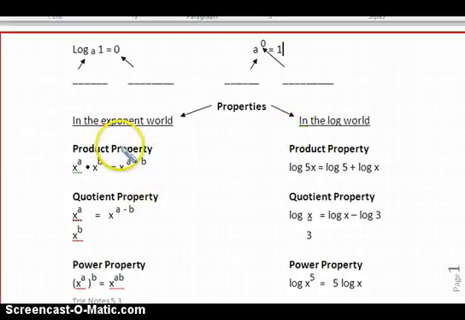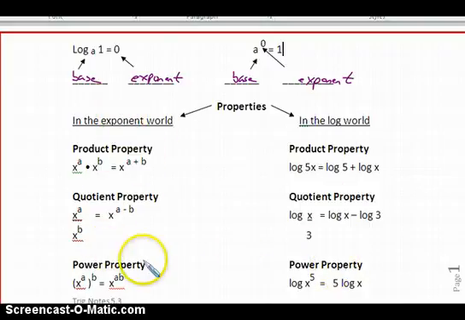And just to keep ourselves on the same page with log form and exponent form, remember that in log form, log base a of 1 equals 0, my a is the base and my 0 is the exponent. Remember that the log is equal to the exponent. In exponent form, a is the base and 0 is the exponent. It's important that we keep that in mind, because now we're going to be going back and forth from exponent world, as I'll call it, to log world.